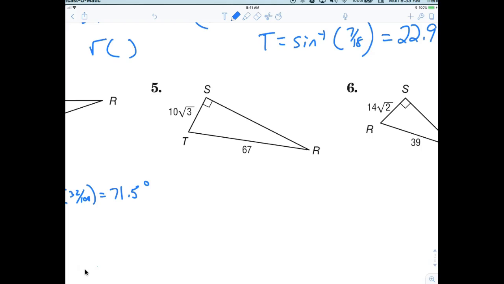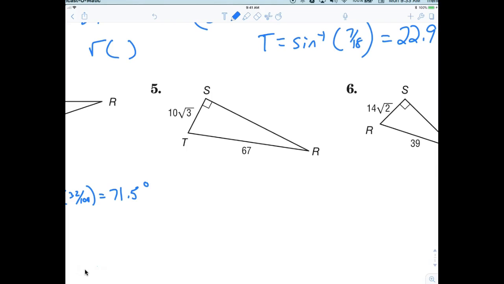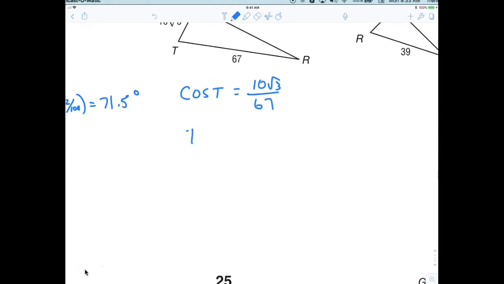All right, here we go. Angle T. T is what? Cosine of T is equal to 10 radical 3 over 67. All right, so here's another radical. Make sure you can do this. So T is equal to inverse cosine, which is roughly 75 degrees.